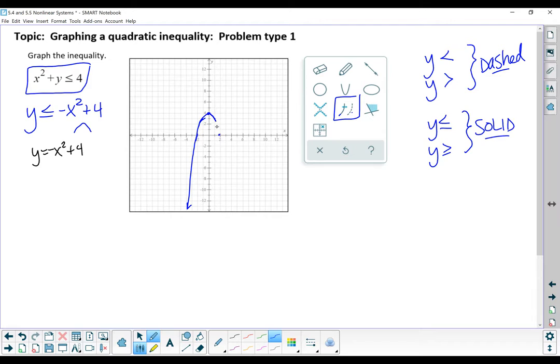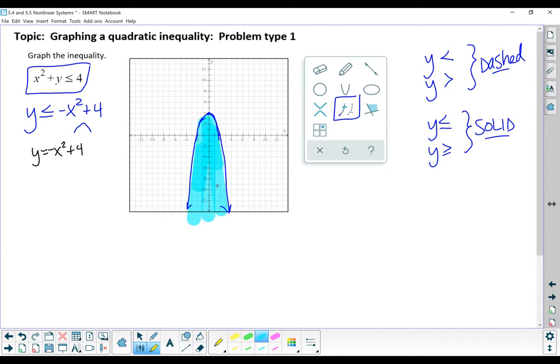So the parabola represents all of the values for which y is equal to negative x squared plus 4. Our inequality means we want to shade and show the region where the y values are less than negative x squared plus 4. So we want to shade anything that is below the parabola. So we would shade inside.